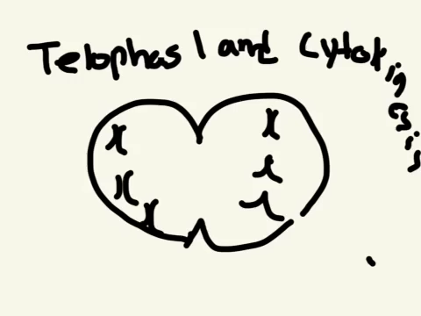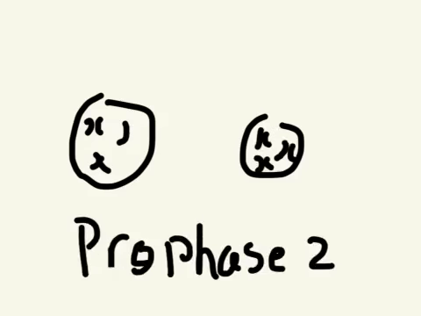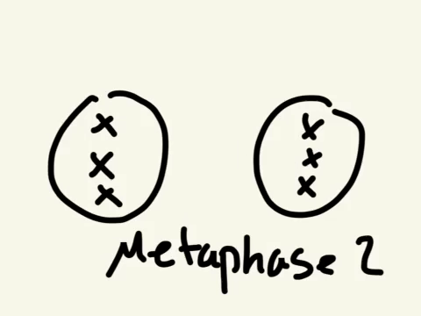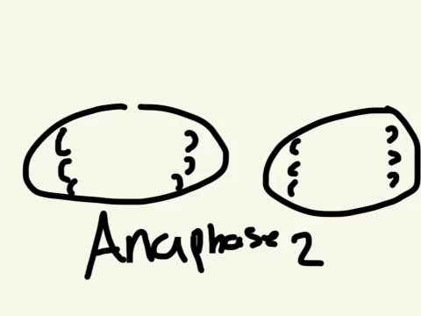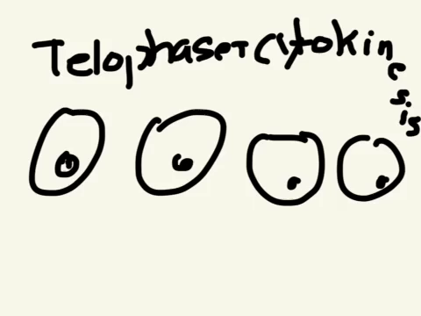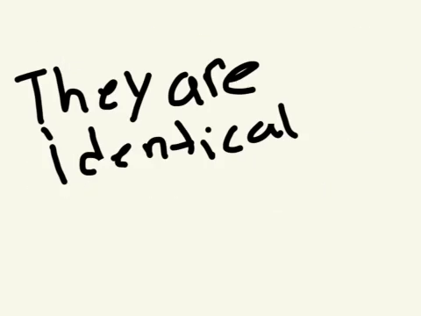The cell splits up. This is prophase 2. Sister chromatids pair up. Metaphase 2. Sister chromatids line up in the center of the cell. This is anaphase 2. Sister chromatids pull apart. Cytokinesis and telophase 2. New cells form. The cells are identical to each other.